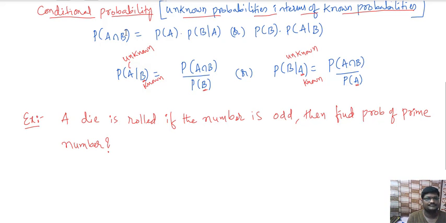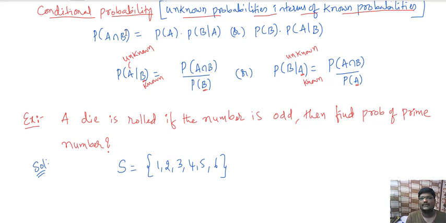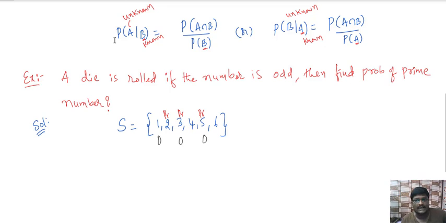This is the question. As you know, if a die is rolled, the sample space has 6 outcomes: 1, 2, 3, 4, 5, 6. And they told that the number is an odd number. You know that 1, 3 and 5 are the odd numbers. And also you know the prime numbers, this is the basic condition: 2, 3 and 5 are the prime numbers. Am I right or not? So they given here a die is rolled, if the number is odd, then find the probability for the prime number. That is what the question they asked you.